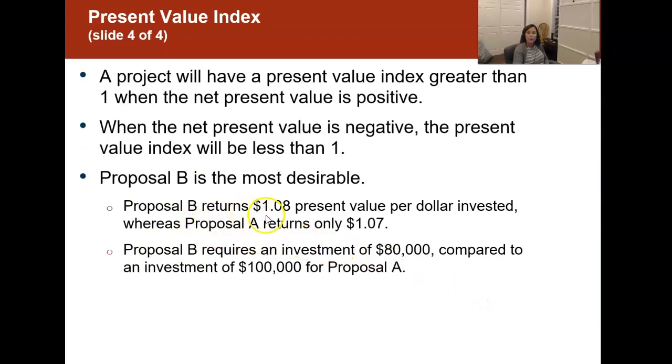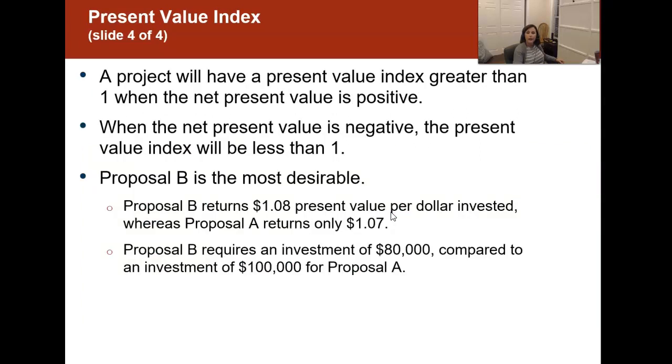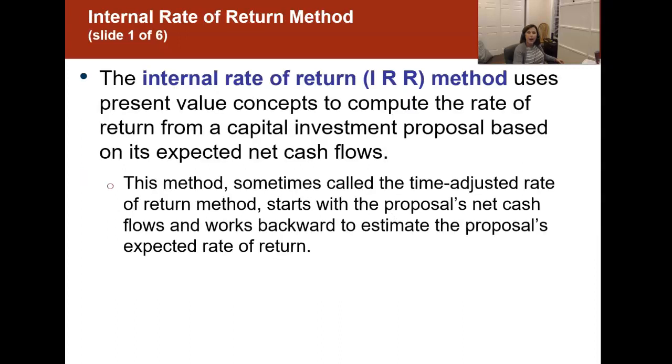And so proposal B is going to return us $1.08 present value per dollar invested, whereas proposal A only gets us $1.07. And let's see, I should look. We actually, proposal B requires a smaller initial investment than proposal A does. So not only do we do better in the end for it, we have to lay out less cash in order to do it.